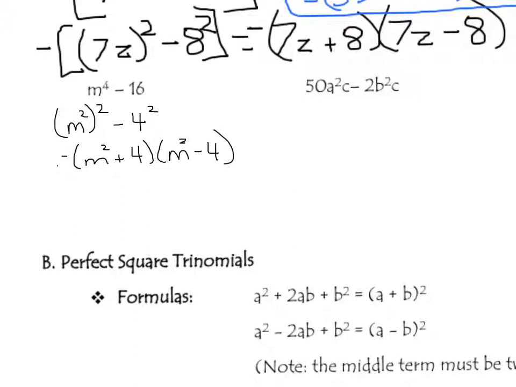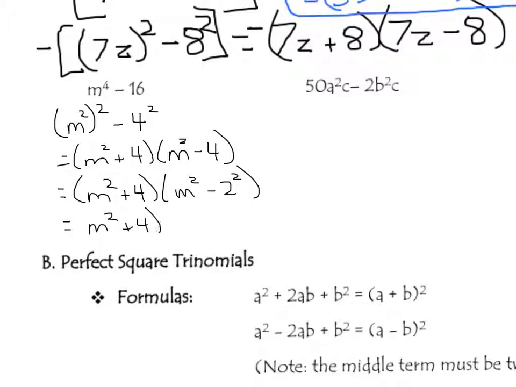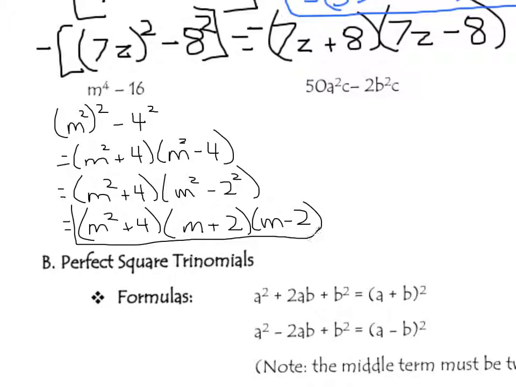So I hope you got m squared plus 4 and m squared minus 4, but if you listen to what I just said, you'll see you have to check. Is this factorable? No, because it has a plus. Is this factorable? Well, it has a difference. Is this a perfect square? Yes, 4 is a perfect square, so we can rewrite that as m squared plus 4 times m squared minus 2 squared, which is m squared plus 4 times m plus 2, m minus 2. And that is the final answer.